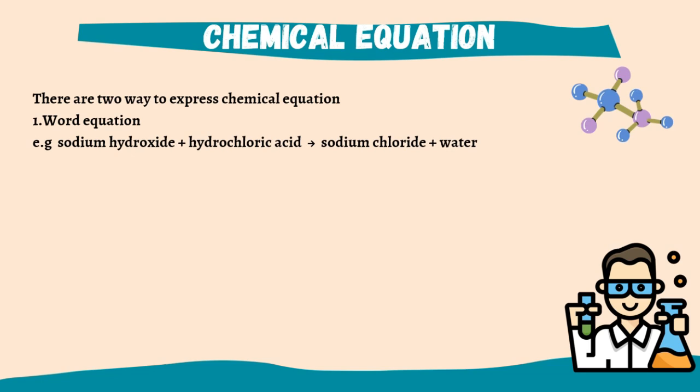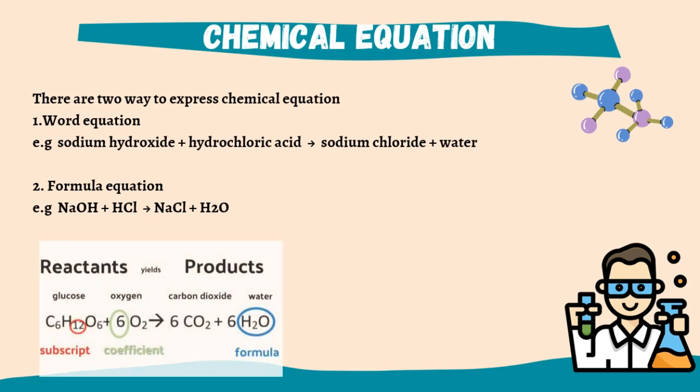And the second one is the formula equation. We write the words with symbols. For example, sodium hydroxide, here we write NaOH, plus hydrochloric acid, here we write HCl, and then produce sodium chloride, NaCl, plus water, H2O.